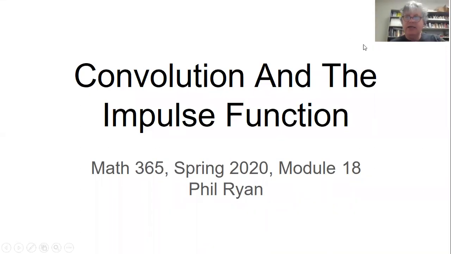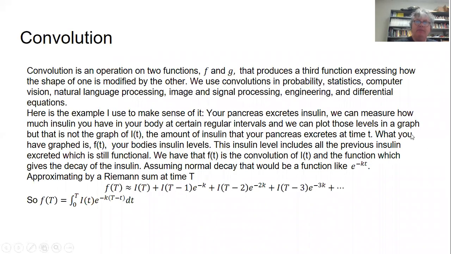Okay, last module, convolution and the impulse function. So these are two fairly applied math things, and they go quite well with the Laplace transform. So first is the idea of a convolution.